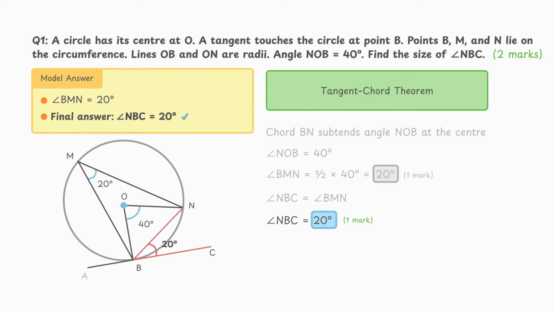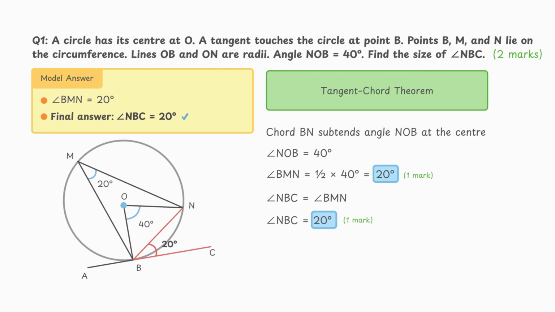This earns the final mark. So the final answer is angle NBC equals 20 degrees. Now take a moment to understand the full flow. We started with a central angle, halved it to find an angle at the circumference, then used the tangent chord theorem to transfer that angle to the tangent.